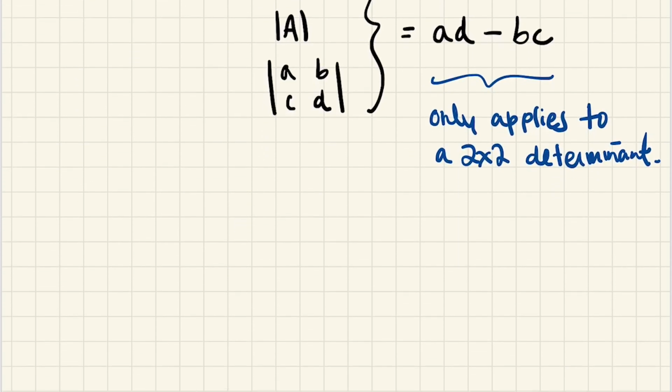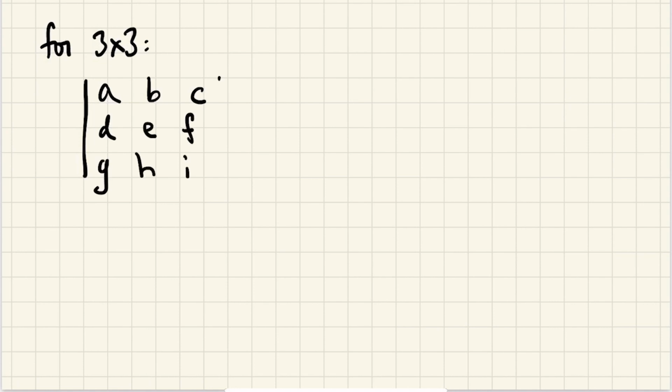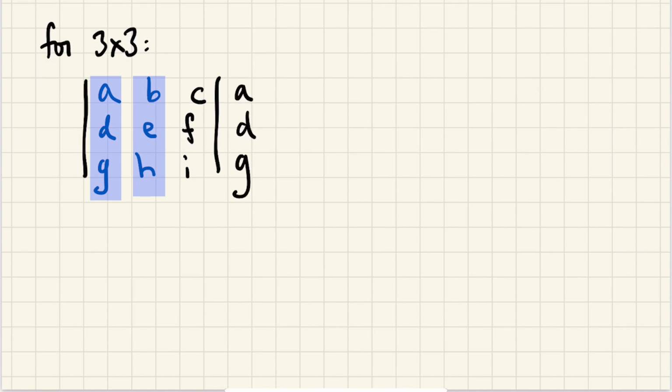For a 3x3 matrix determinant, we're going to have a formula for this, but it's not a formula that's practical to actually memorize. It's a process that's easier to understand. So if you have a 3x3 matrix, the idea is you take the first two columns and you write them here again. So we have the first column followed by the second column.